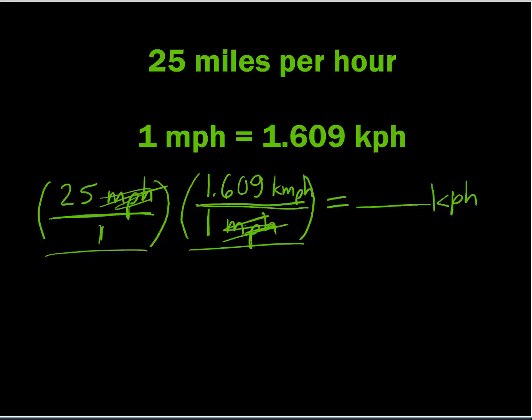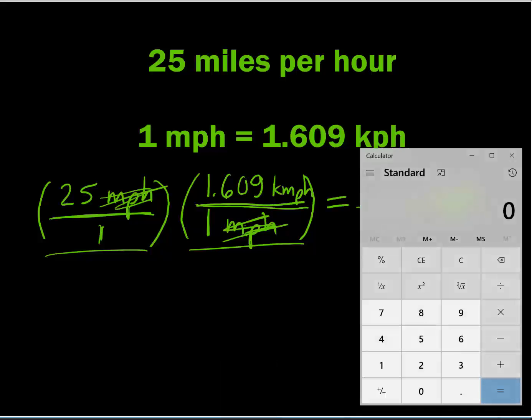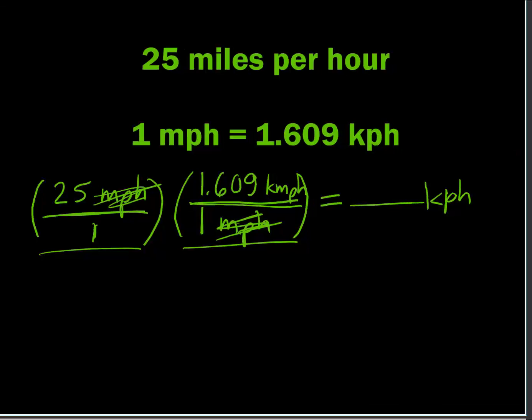So 25 times 1.609, let's just go ahead and do that real quick. We have 25 times 1.609, hit equals, and we have 40.225. Let's go ahead and close that. So across the top, we have 40.225.